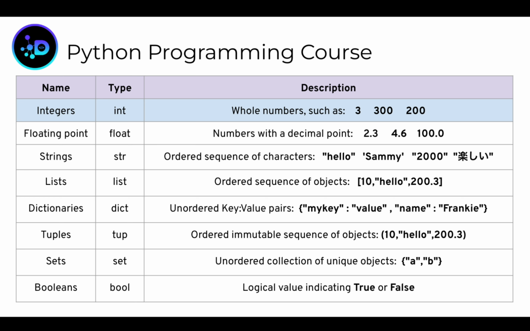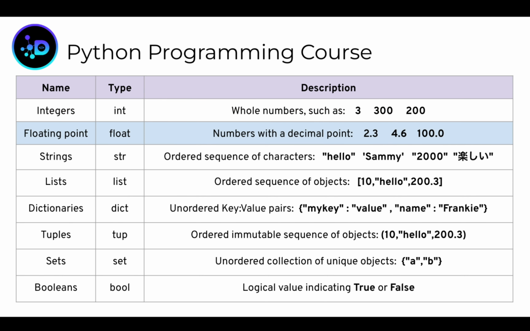First, we have the integers, and basically, integers are represented by the type int in Python. When you see an int in Python, it means it's a whole number. So basically 300, 200 are whole numbers, which are referred to as integers in Python.